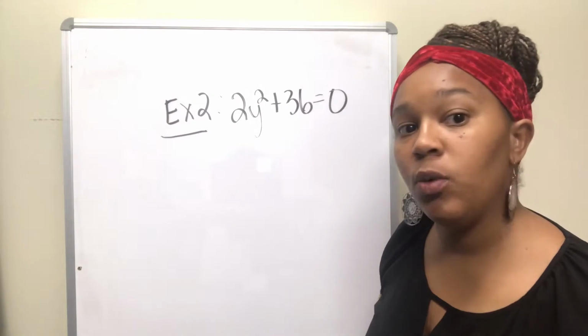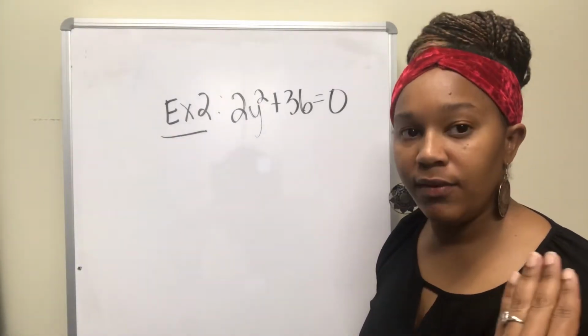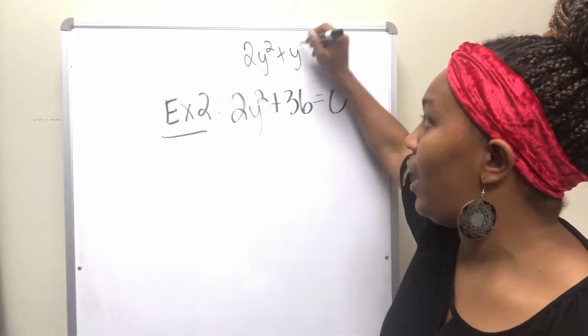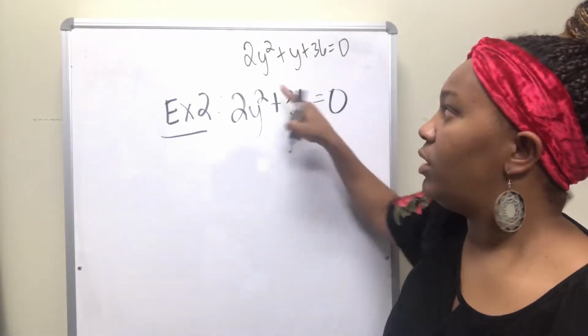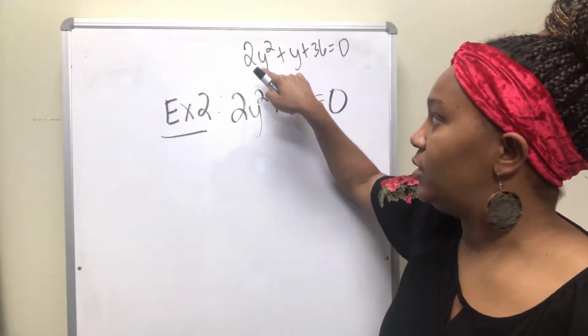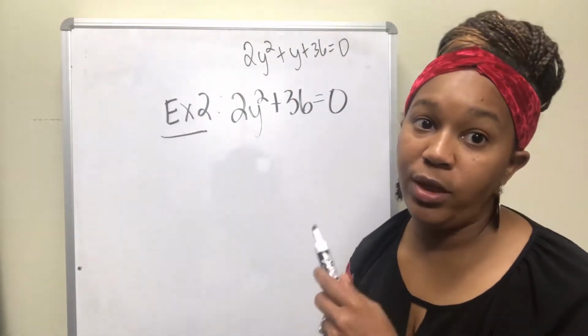So anytime there's only one variable present, then you can isolate that variable. What I mean by one variable present is, if it would have looked like this, 2y squared plus y plus 36 equals 0. Even though there's only one variable y, there isn't only one variable present. You've got a y squared and a y, and now you cannot isolate the y in that format.